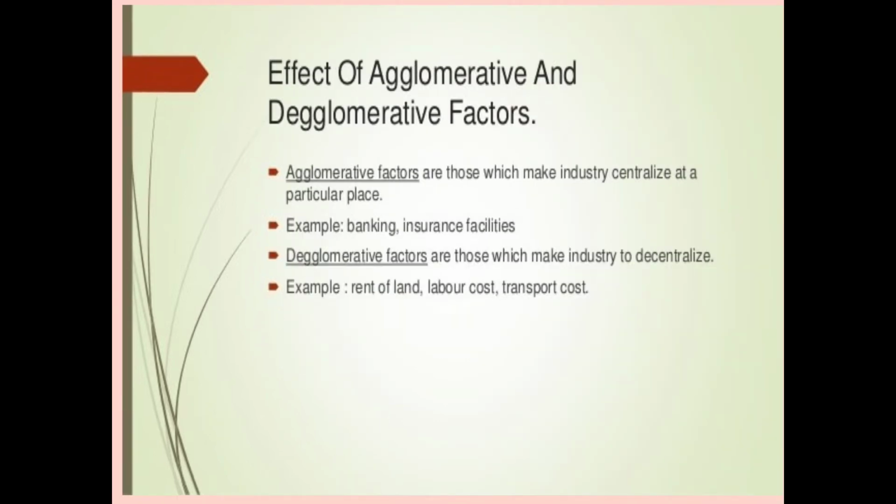Effect of agglomerative and deglomerative factors. So agglomerative factors are those which make industries centralize at a particular place. Example, banking, insurance facilities. Then deglomerative factors are those which make the industries decentralize. Example, rent of land, labor cost, transport cost.